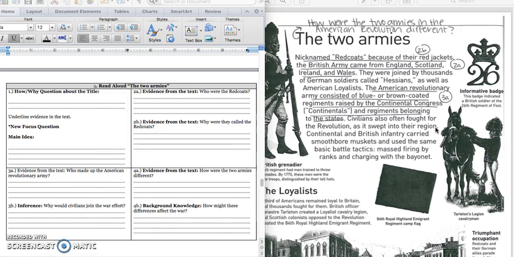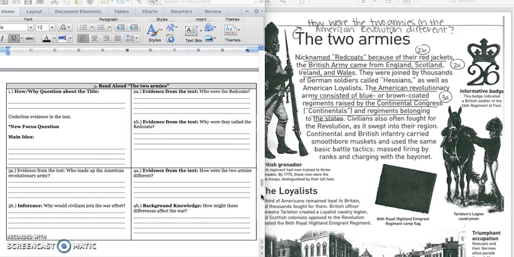It says, how were the two armies different? Well, we know that the two armies wore different colored uniforms, and their soldiers came from different places. The British soldiers came from Europe, and the American soldiers came from North America. And so in box 4A, we would write, the two armies were made up of different groups of people. The British Army was made up of people who were loyal to the king, whereas the American Revolutionary Army was made up of people who wanted American independence from Great Britain. Press pause to write down your answer and play when you're ready for 4B.